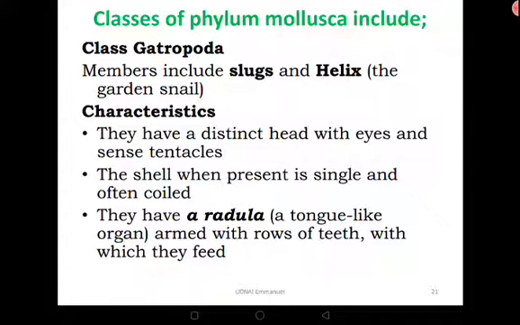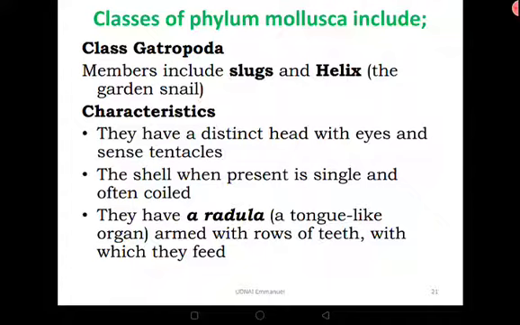And these ones, their characteristics include they have a distinct head with eyes and sense tentacles. When you look at the head of the snail, you see two things on top of it, like the antennae. Those ones are called tentacles. And then the shell, when present, is single and often coiled. And we can witness this in the snails. They have coiled shells. And then they have a radula, which is a tongue-like organ, which also has some teeth in it and is used for feeding.